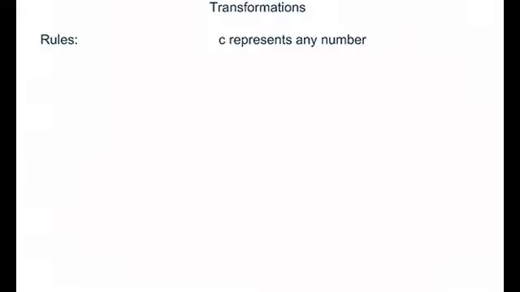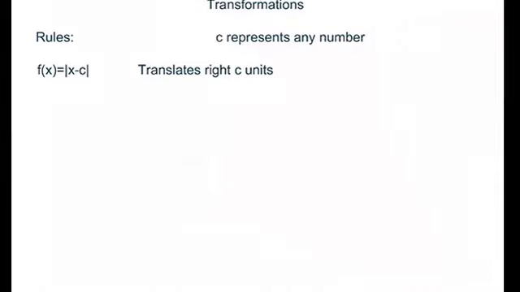Let's start with the first one. f(x) = |x - c|. So when the minus c is inside the absolute value, that's a right or left movement. Minus c means to the right. f(x) = |x + c|. This translates left c units.